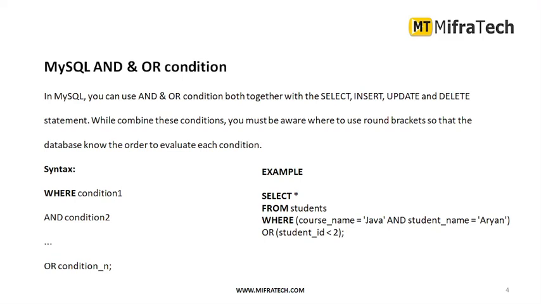SELECT * FROM students WHERE course name = 'Java' AND student name = 'RN' OR student ID < 2. It will sort out the course name Java and the student name RN, or the student ID less than 2. It will give a similar output. You can try this code.